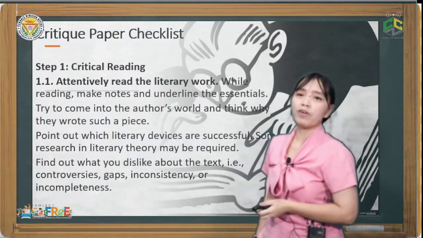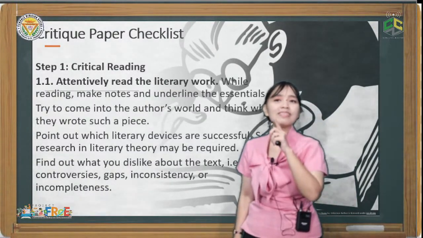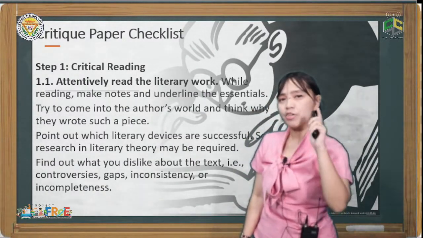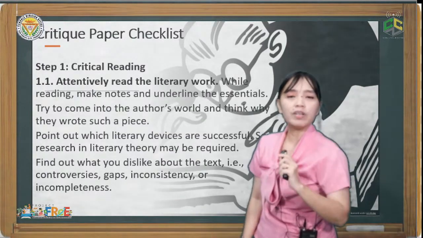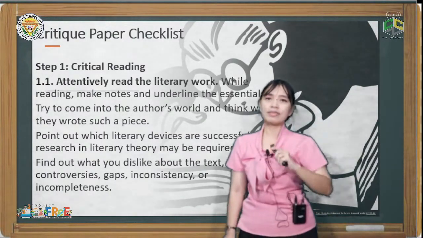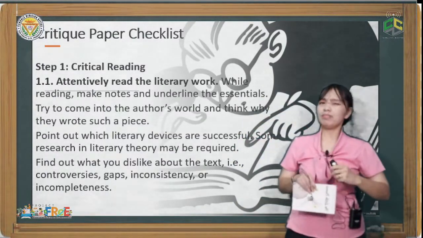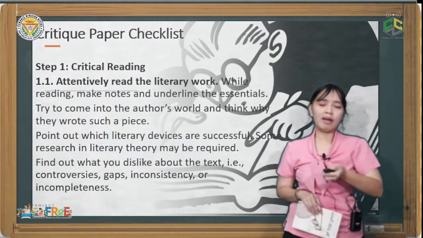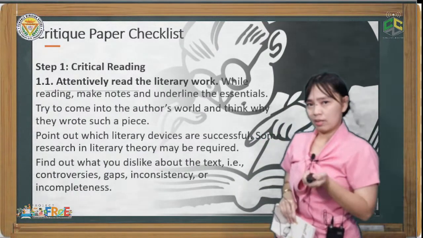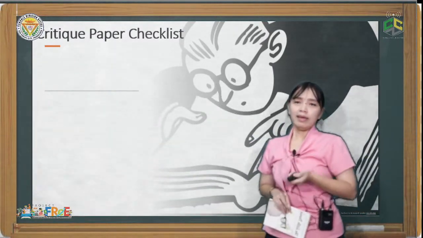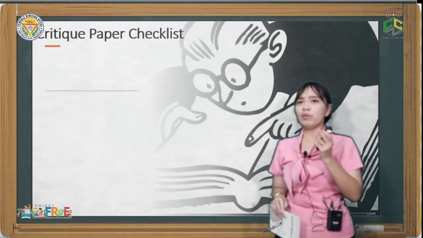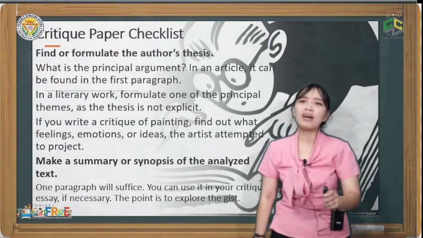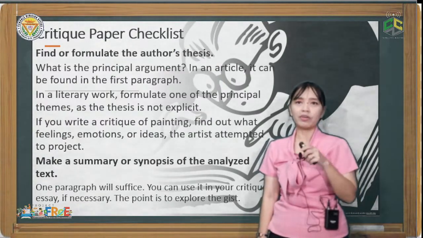And of course, you have to find out what you dislike about the text. And when we talk about this, you have to talk about the controversies, the gaps, and of course, the inconsistency or the incompleteness of thought or idea that has been shared in the book. Okay? And this time, after doing the critical reading, what's next? We are going to find or formulate the author's thesis.